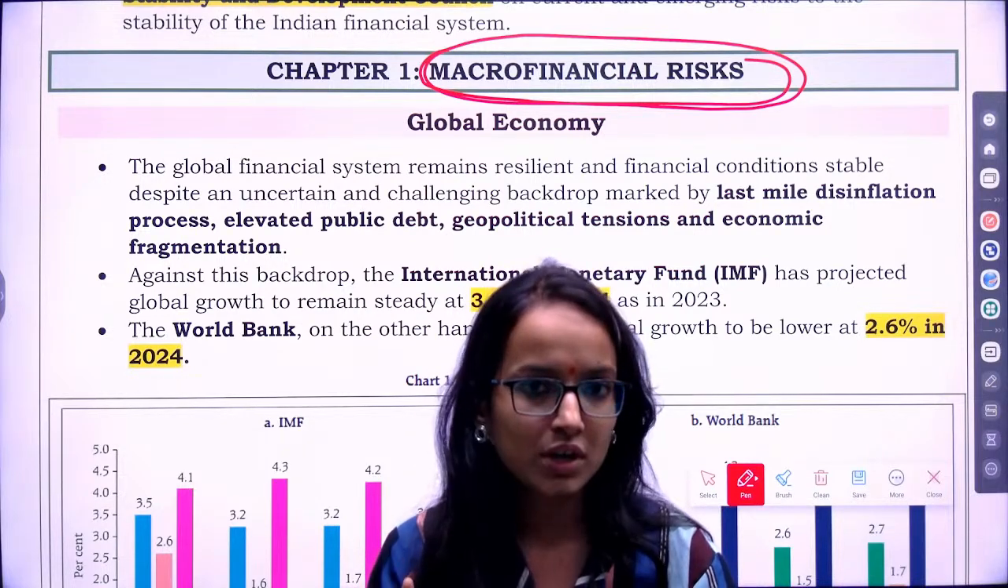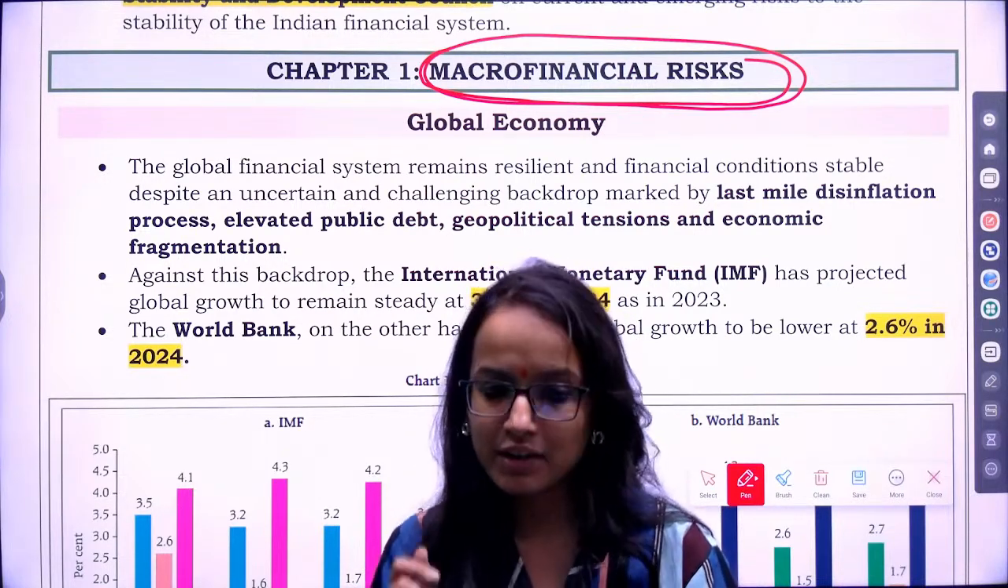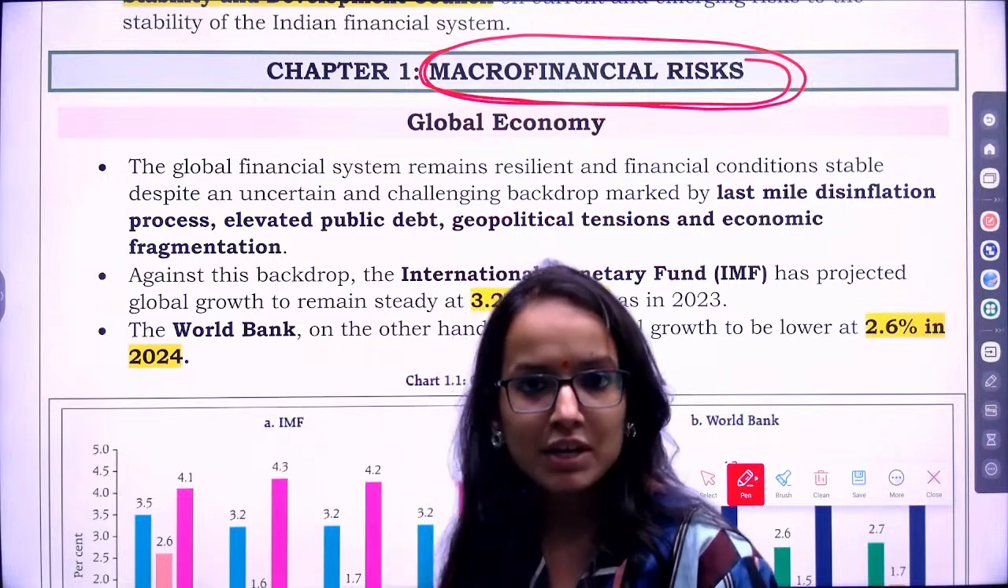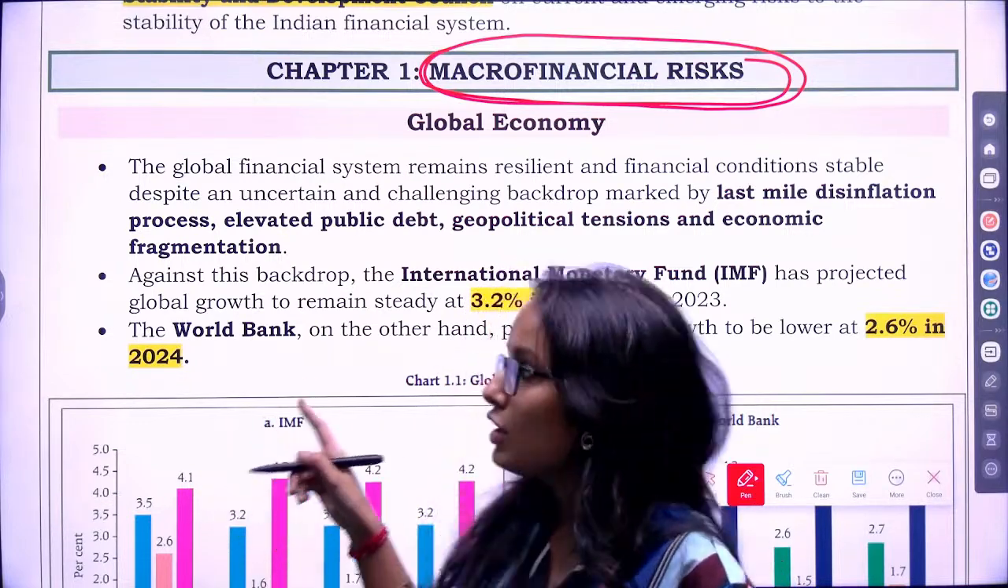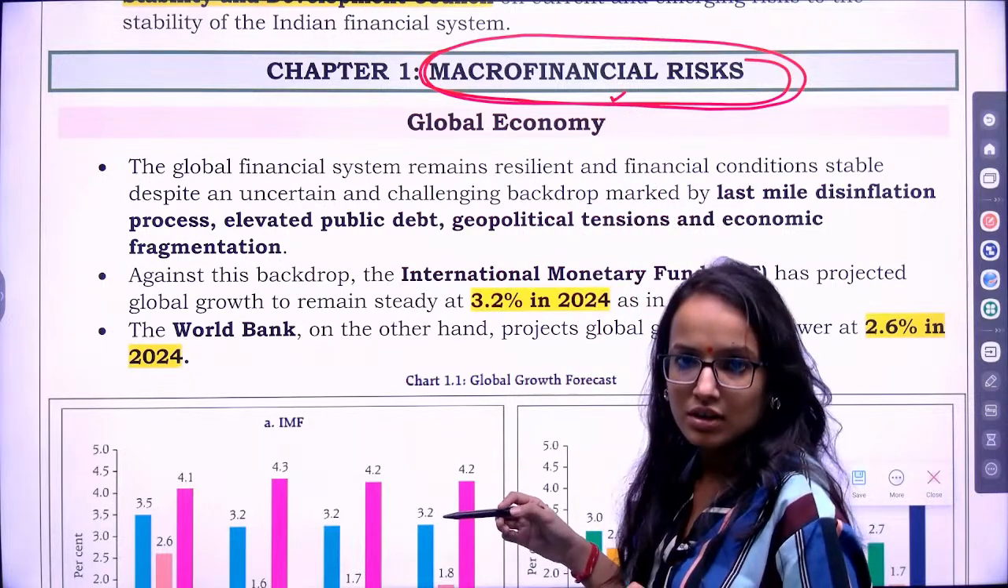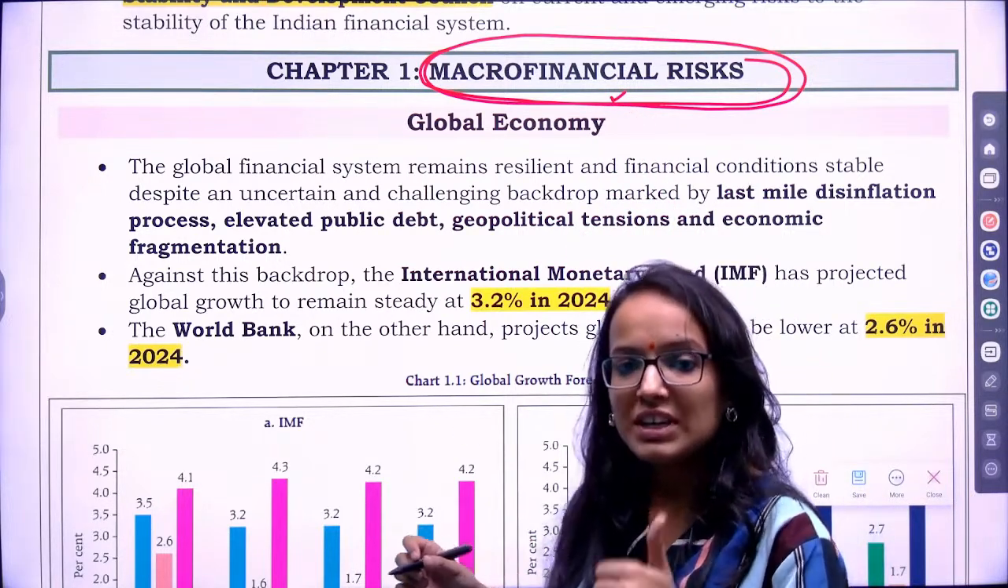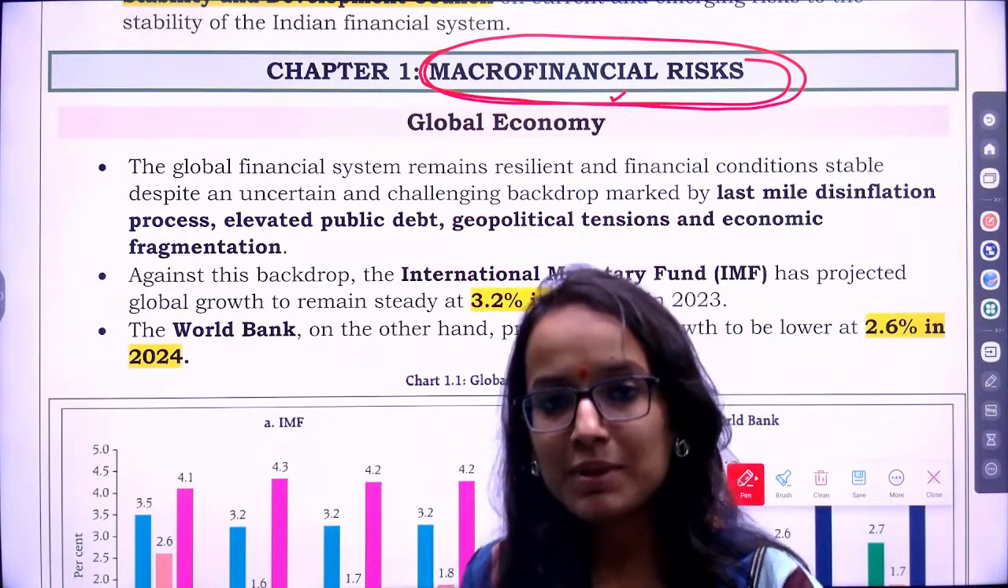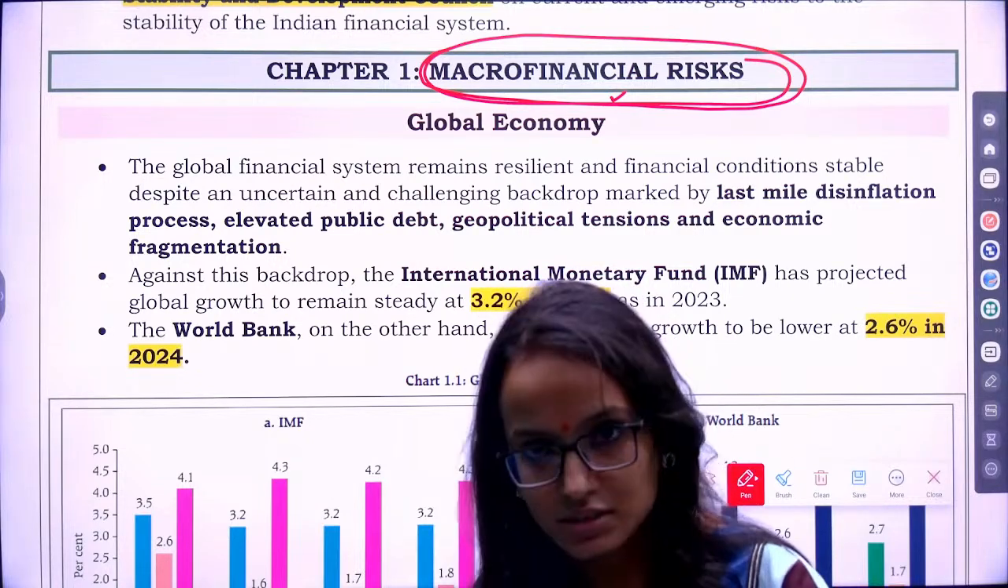Are you getting my point? So sit down with a pen and paper and write down all these concepts which are coming during the analysis. So the first chapter which we have is macro financial risks. Here the report gives you the idea of what the macro financial risks have been.